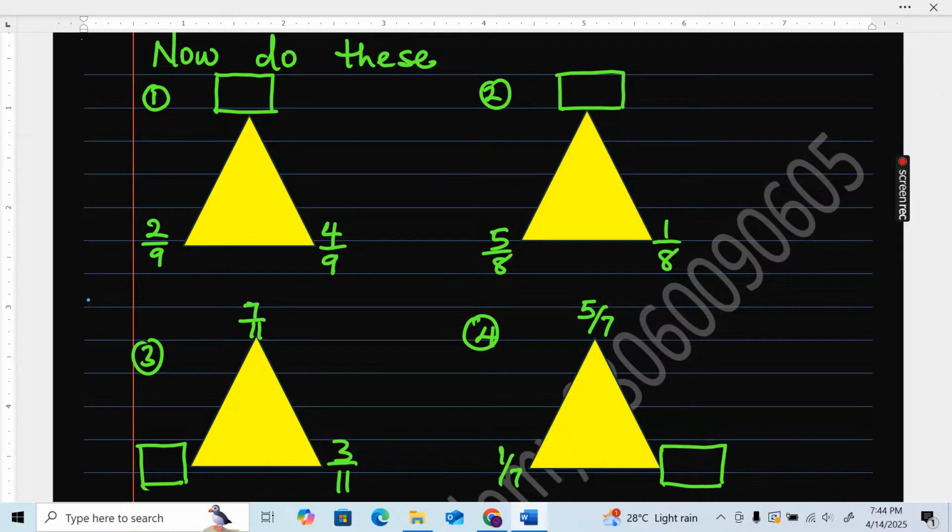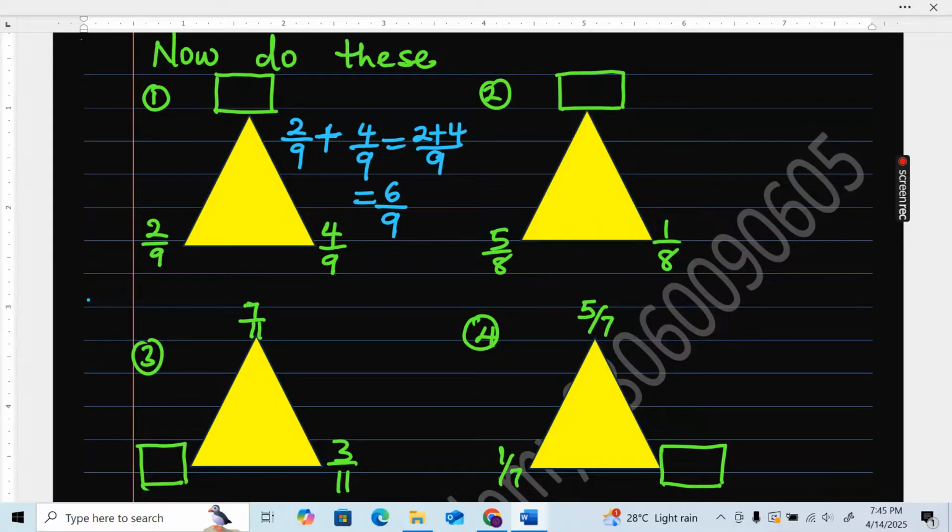Like I said, when you're looking for the number above, we need to add the 2 fractions that are below. All right, so for number 1, we have 2/9 plus 4/9. If you look at it very well, you see that the fractions have the same denominators, so we don't need to find an LCM. So all we need to do is just add the numerators together over one of the denominators. 2 plus 4 is 6, so the answer will be 6/9.